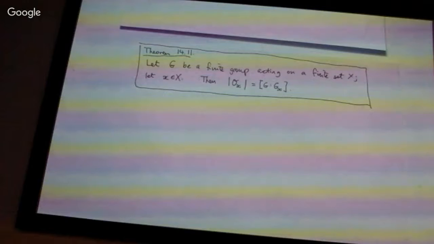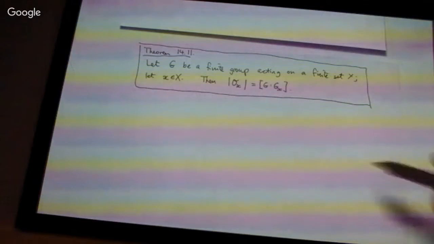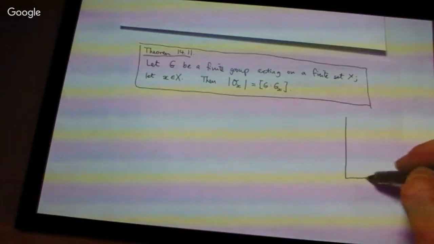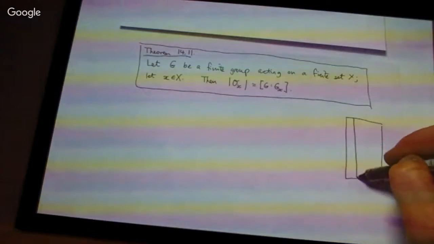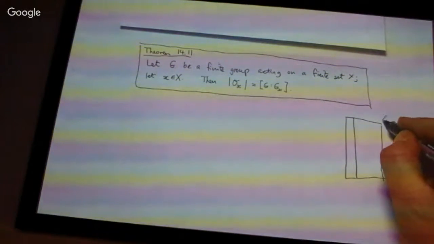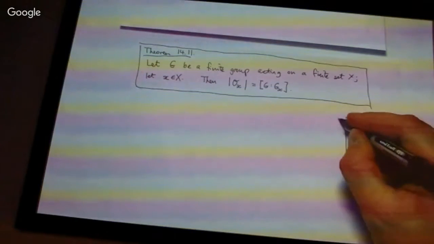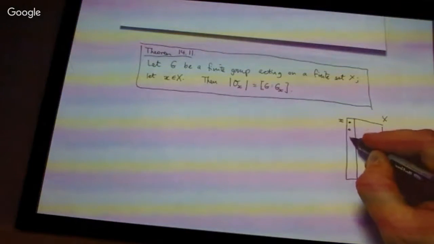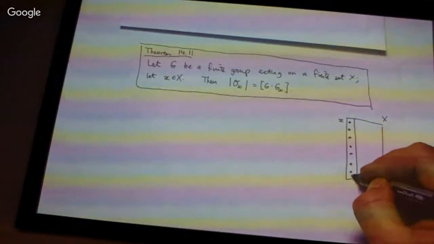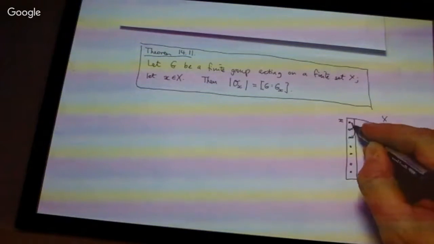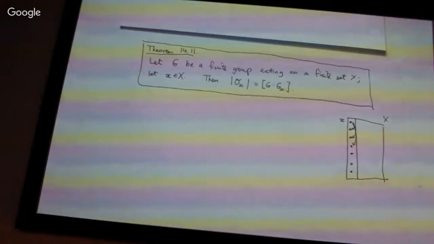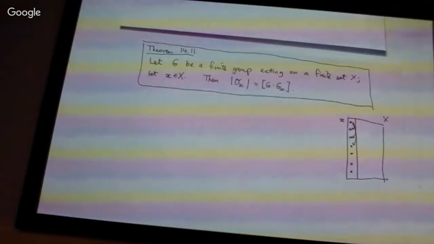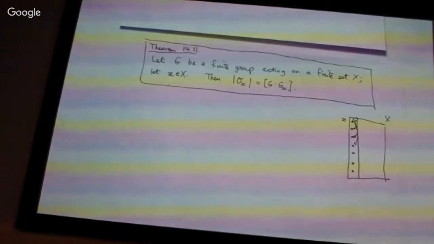Okay, so what's that mean? Size of the orbit. So this is x. Okay, here somewhere we have x, and these are all the other points that x can be moved to by the elements of the group. Obviously, x can also be moved to itself by an element.